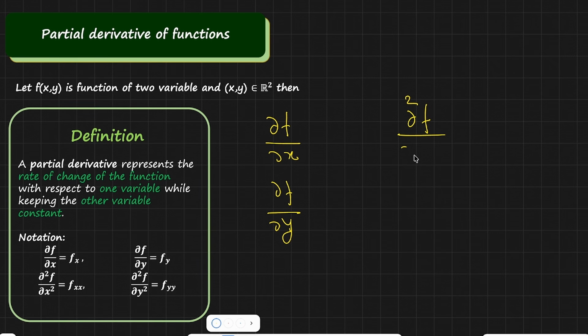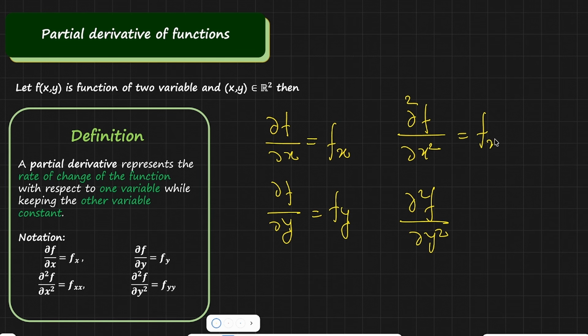If I write like this, it means it is the second order partial derivative. It means two times partial derivative with respect to x and two times partial derivative with respect to y. Some people also denote it like this, f with subscript x, and f subscript y. When you have to define the second order partial derivative, f x x, and this is f y y. Don't define it like this. This is wrong notation. This is the correct notation.